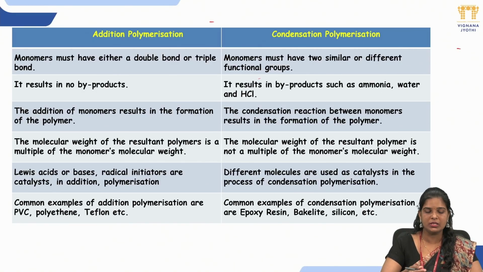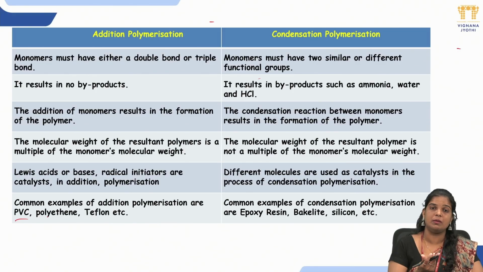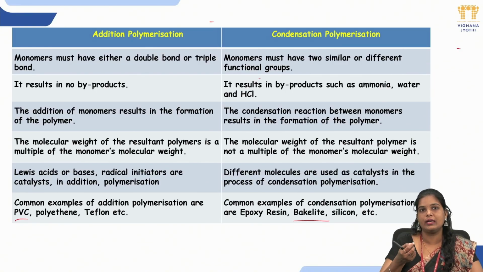Now, a few examples. We can say that commonly used PVC, polyethylene and Teflon are good examples of addition polymerization. Whereas bakelite, which we use for switchboards, telephone gadgets or other hard materials, or else silicon and epoxy resin, are examples of condensation polymerization. I hope this comparison between addition polymerization and condensation polymerization is very clear for you.